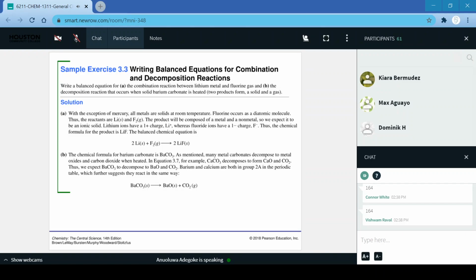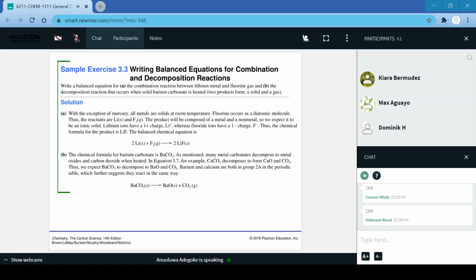Okay, so writing balanced equations for combination and decomposition reactions. Writing equations is something that we keep learning as we go in this course all the way down. As a beginner, in this question, write the combination reaction between lithium metal and fluorine gas. Lithium metal is Li plus fluorine gas is F2. Remember, fluorine is one of those elements that exists as diatoms. So the product is lithium fluoride. This is a combination reaction because we have two reactants giving us one product.